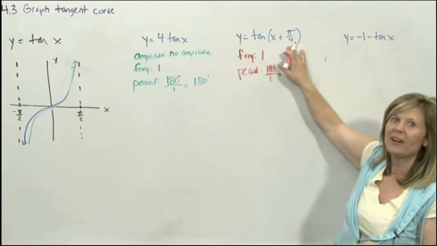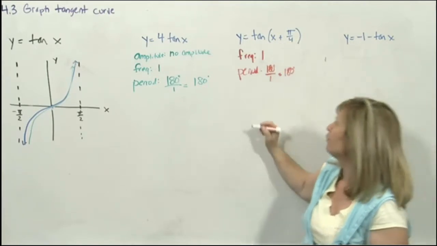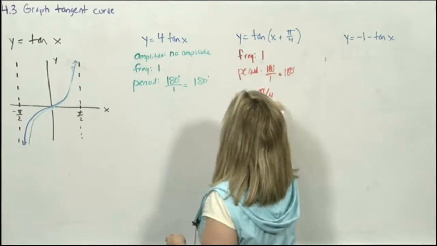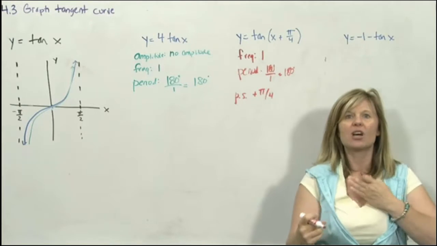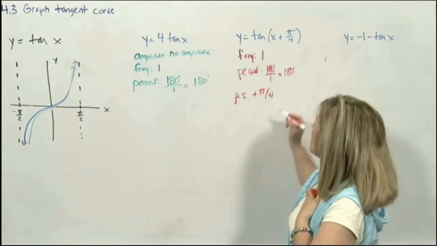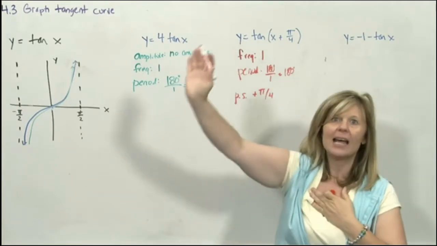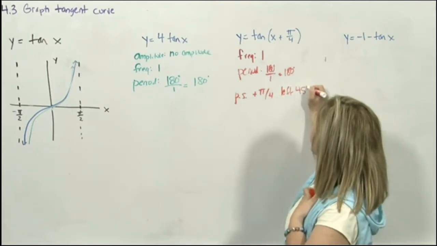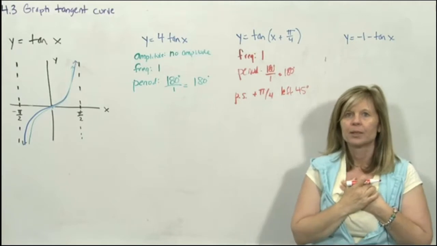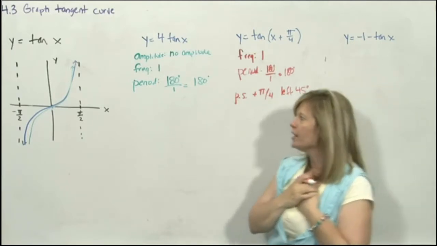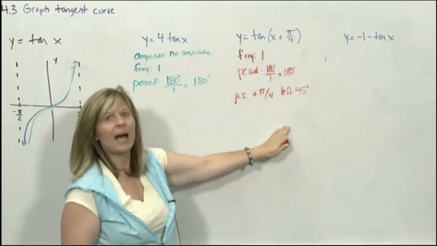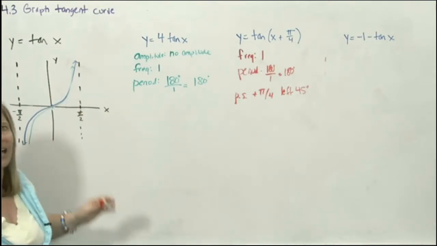Okay? But now look, what's different here? Oh, we have a phase shift. We're adding pi over 4. So our phase shift is plus pi over 4. What does that mean to us in words? That means to us in words, this whole graph has got to move to the left. Pi over 4 is 45 degrees. All right? So the only difference between the parent, which is here, and the one we're about to graph is it's going to shift to the left.